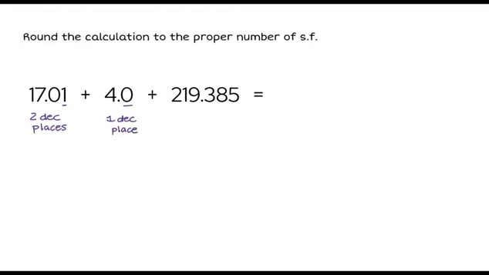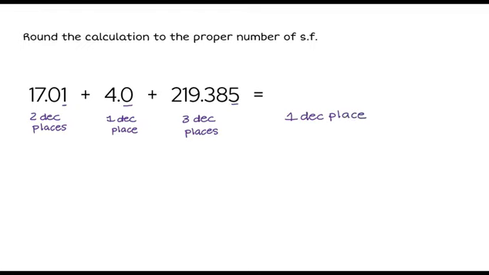And in our final value, 219.385, the 5 is our final significant figure. It's at the third decimal place, and so this value has 3 decimal places. The rule for addition and subtraction is to round to the fewest number of places, and so you can see from our values that our fewest number of places is 1 decimal place.